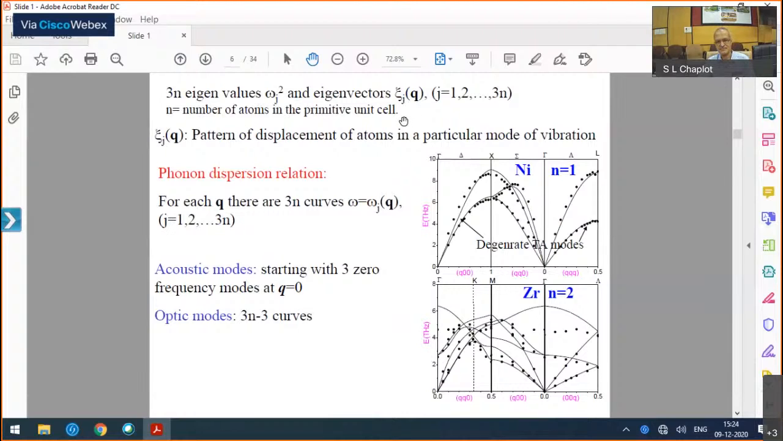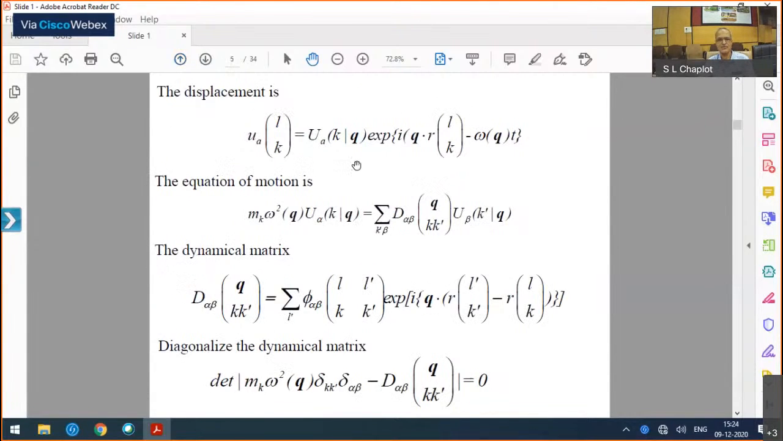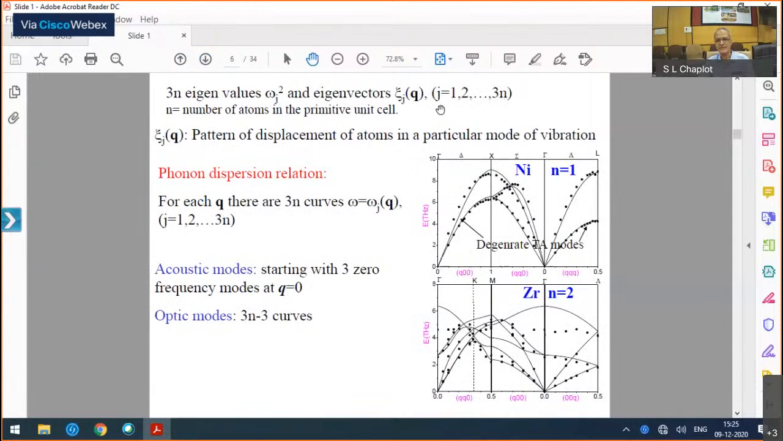Now, what are the eigenvectors? Here J, as I said, goes from 1 to 3n. This essentially corresponds to k going from 1 to n and alpha going from 1 to 3. That is the 3 Cartesian coordinates, and k is the atom, so that's the n number. So now 3n are just the degrees of freedom. One can say that J equals 1, 2, 3, and so on. This J is the corresponding eigenvalue and the corresponding eigenvector.